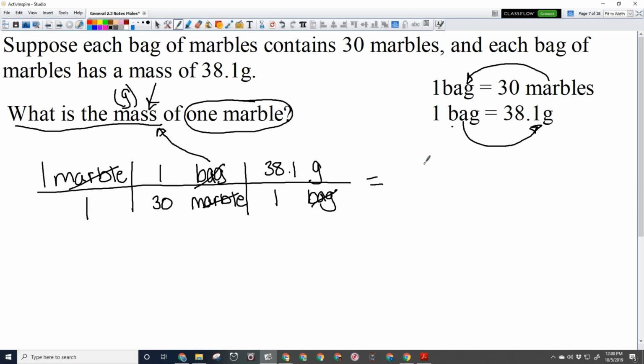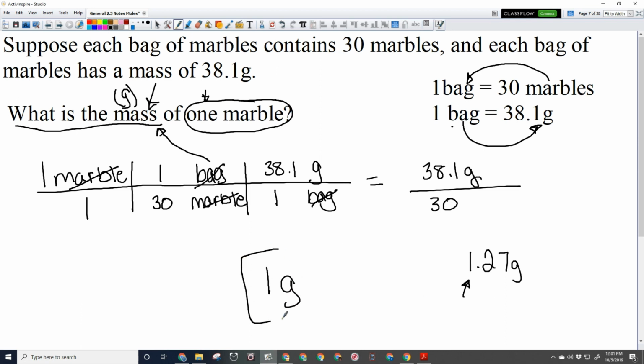1 times 1 times 38.1 is 38.1 grams. Pull our unit over. No unit on the bottom. 1 times 30 times 1 is 30. So 38.1 divided by 30 is 1.27 grams. How many sig figs do we need for this? 1 sig fig. So we're going to look at this. So 1 significant digit here. There's the 1 significant digit. So does the 2 round the 1? It does not. So our answer for this is 1 gram.